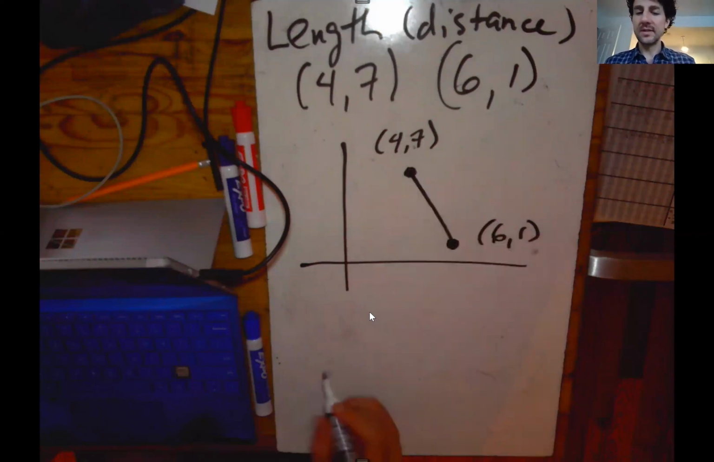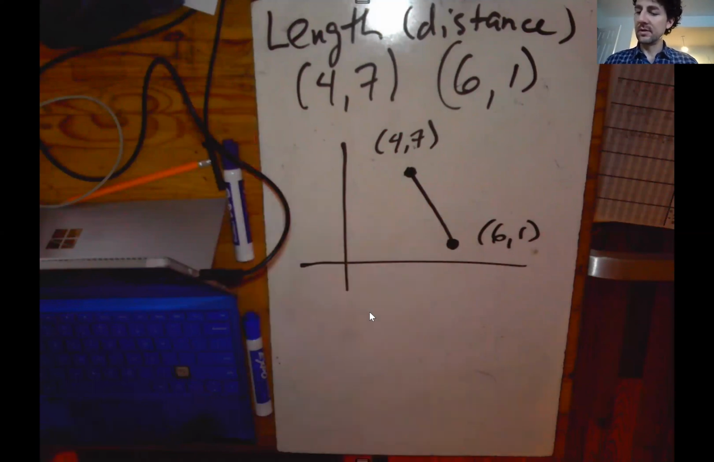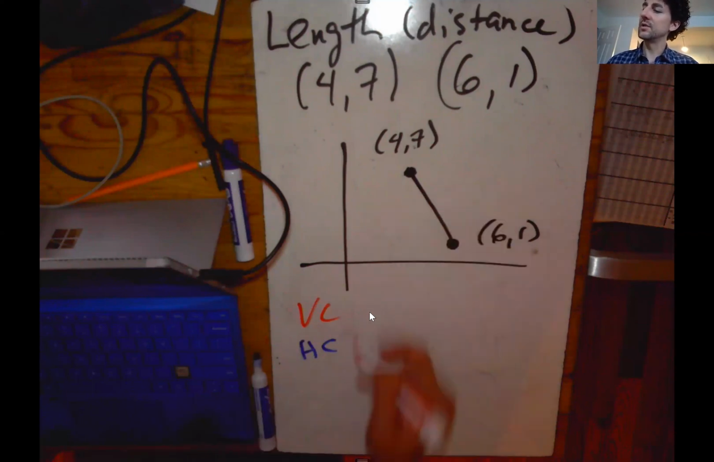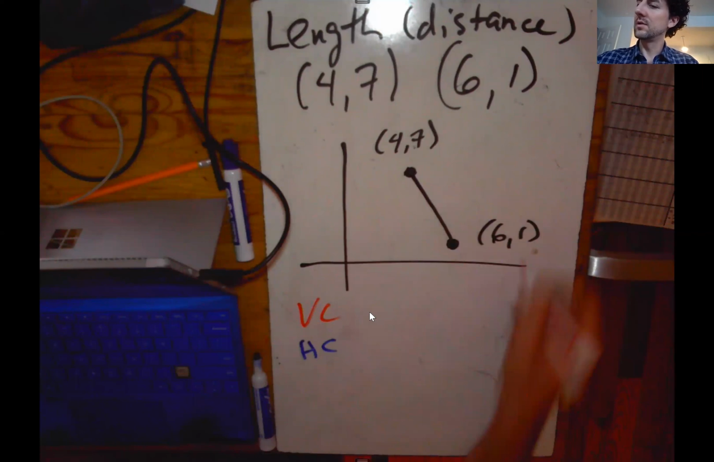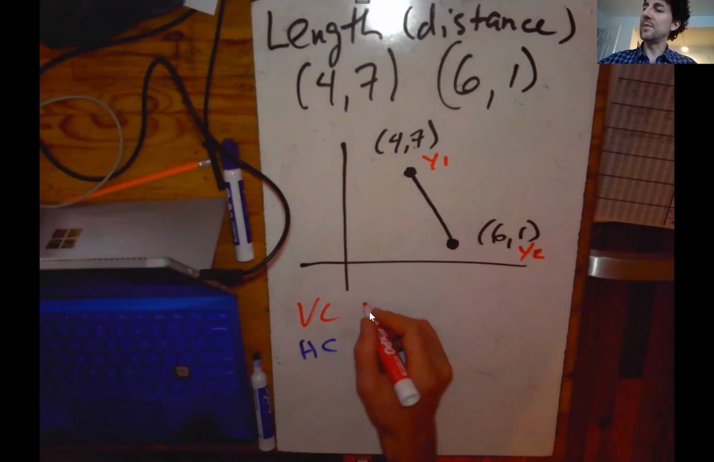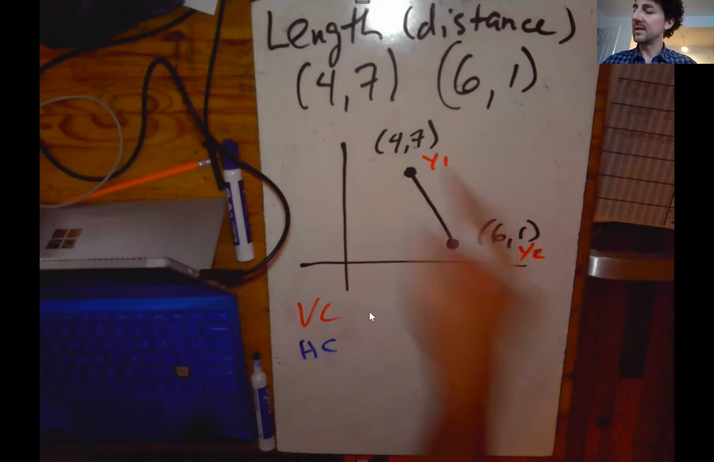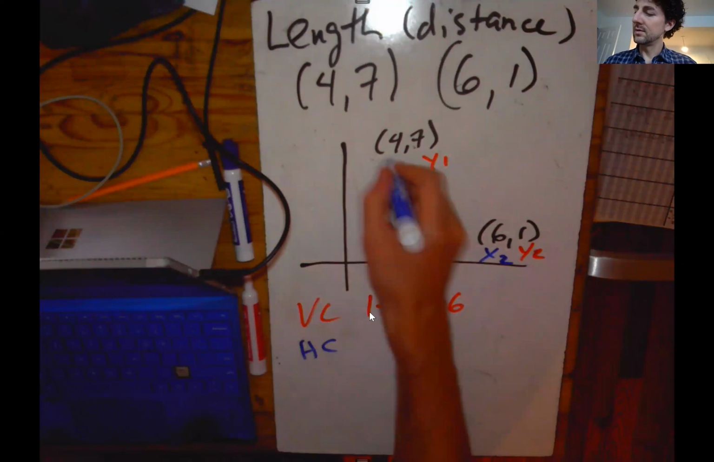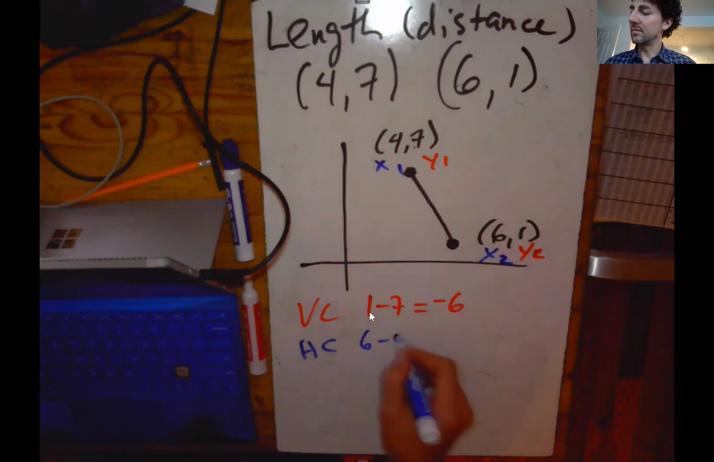What we said was, if we find the vertical change and the horizontal change, then we'll be able to draw a right triangle and use the Pythagorean theorem to find this. So let's find the vertical change. We have y2 minus y1, 1 minus 7 equals -6. And our horizontal change, 6 minus 4 equals +2.